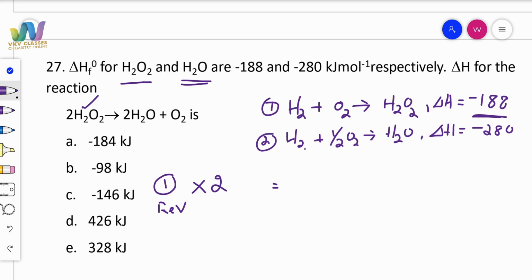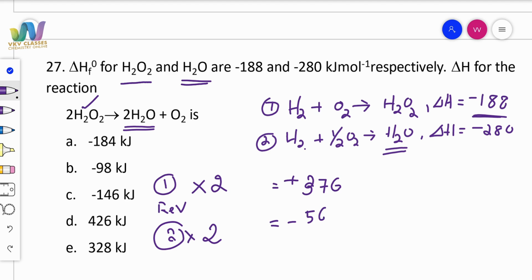On reversing, minus 188 becomes plus 188. On multiplication by 2, it becomes plus 376. Then, as product, you require 2 moles of water. Here you have 1 mole of water only, so equation 2 also has to be multiplied by 2. But you need not reverse it. So this will be equal to minus 560. On adding, you will get minus 184 kilojoules.